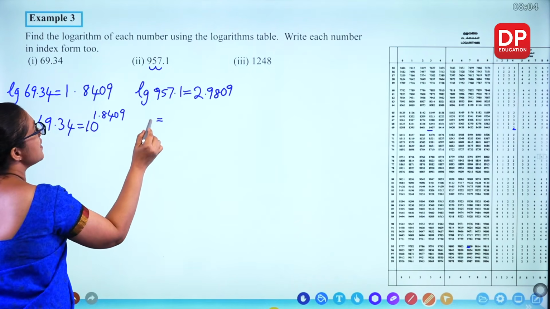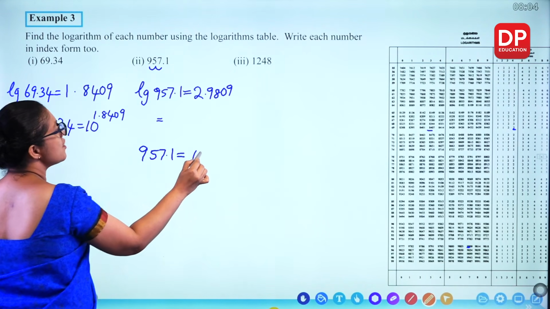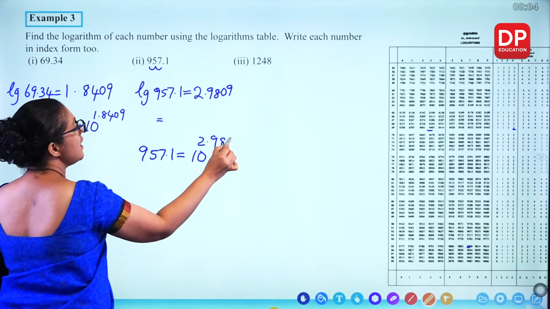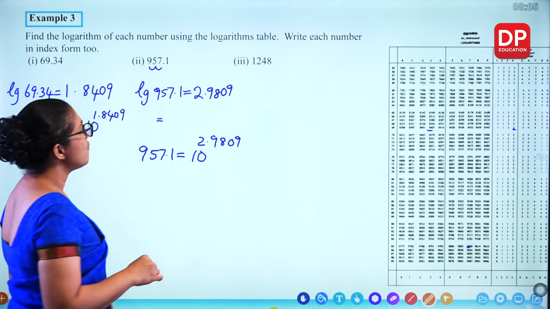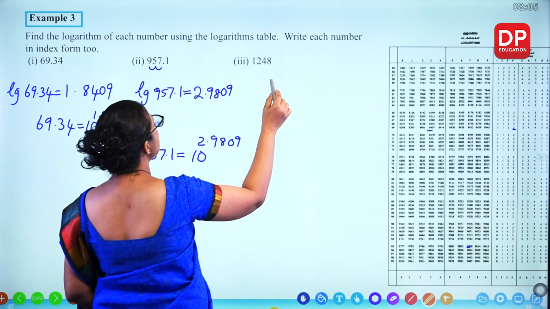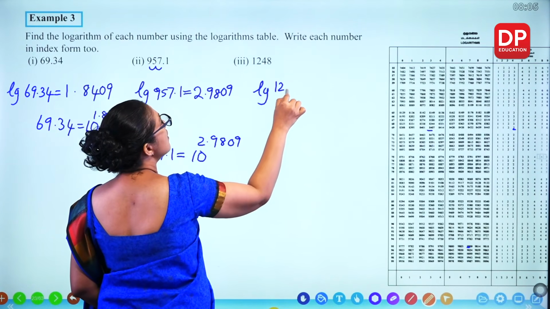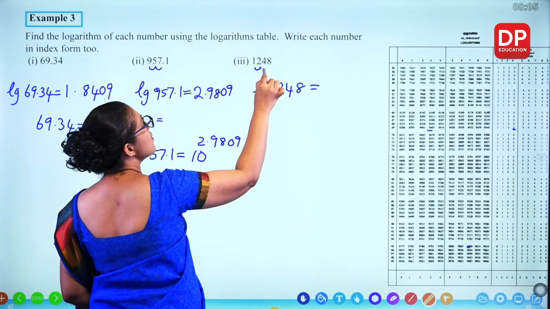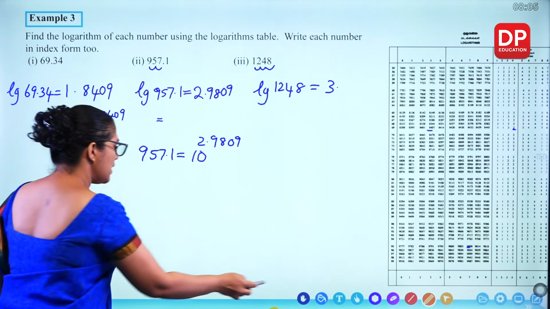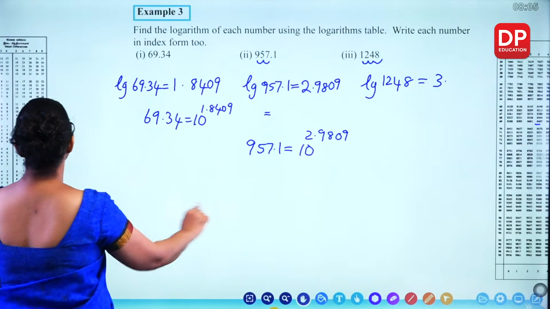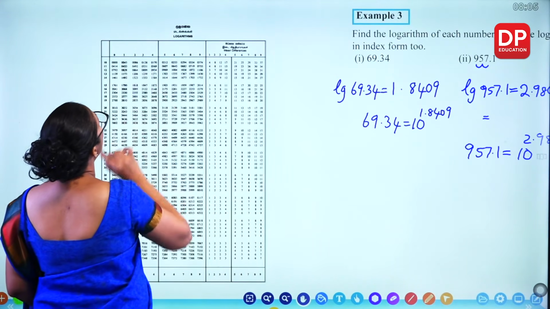Then we can write the number 957.1 is 10 to the power 2.9809. This one, 1248. So what's the characteristic? When you take log, the characteristic is 1, 2, 3. 3 point something. 12, 4, 8 from the table.